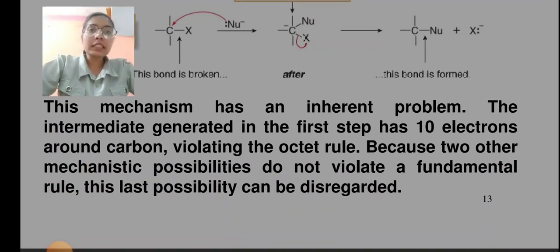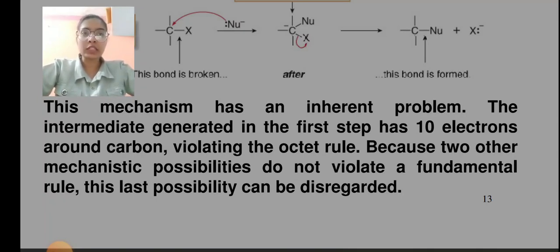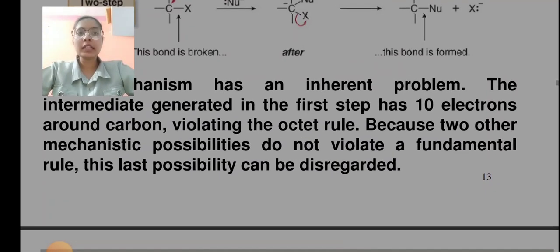This mechanism has an inherent problem. The intermediate generated in the first step has 10 electrons around carbon, violating the octet rule. Because two other mechanistic possibilities do not violate the fundamental rule, the last possibility can be disregarded.